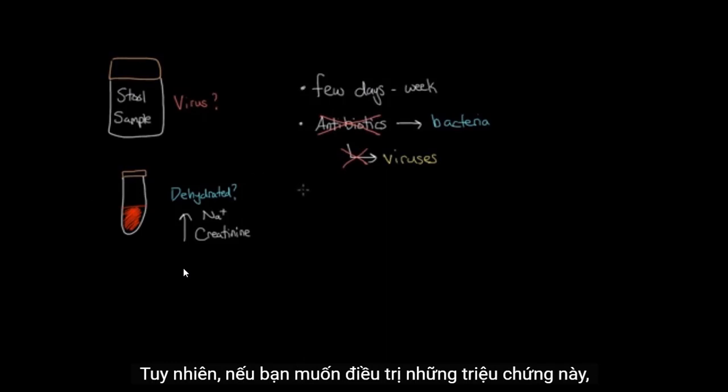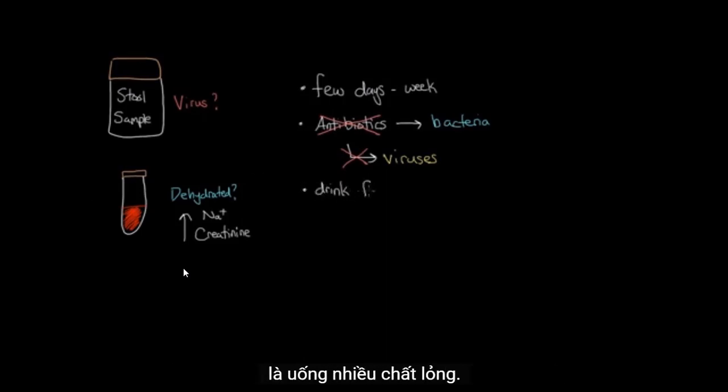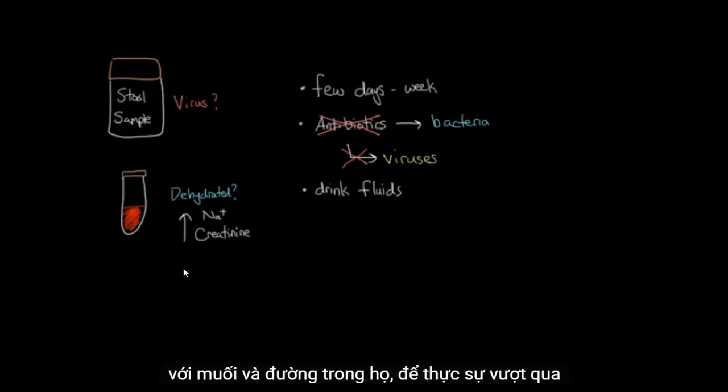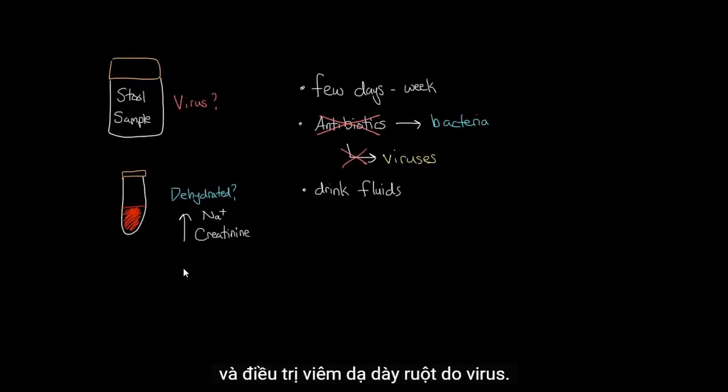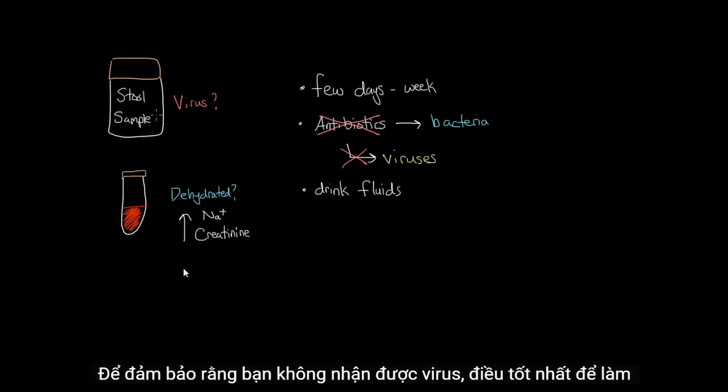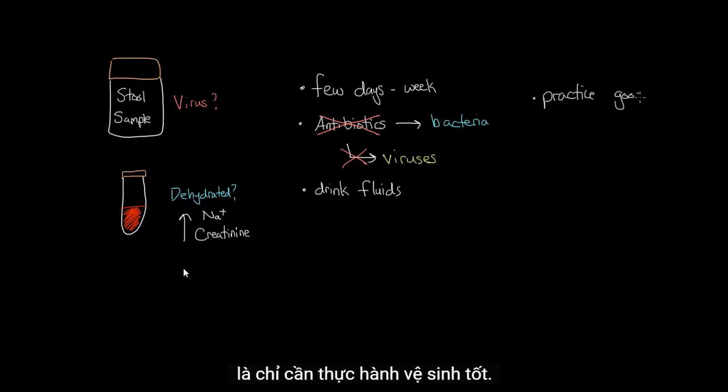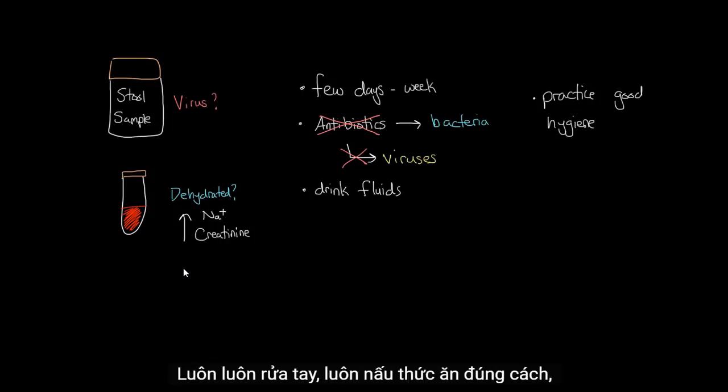However, if you want to treat those symptoms, one of the best things you can do is drink a lot of fluids. So drink a lot of water, drink a lot of fluids with salt and sugar in them to really overcome a lot of that dehydration that you may encounter. So these are some pretty significant ways to diagnose and treat viral gastroenteritis. And to ensure that you don't get the virus, the best thing to do is to just practice good hygiene. Always wash your hands, always cook food properly, drink decontaminated water, and so on and so forth.